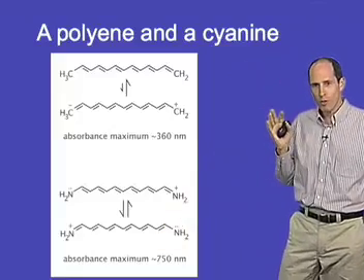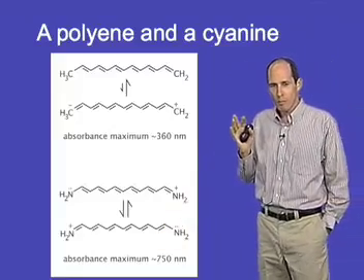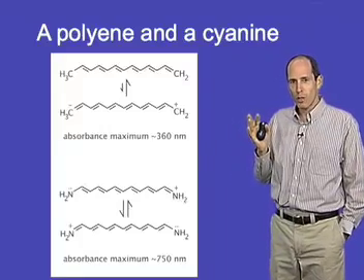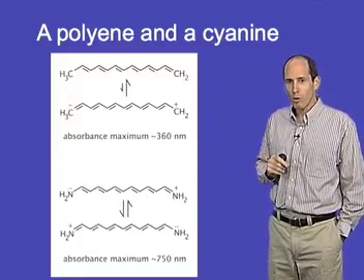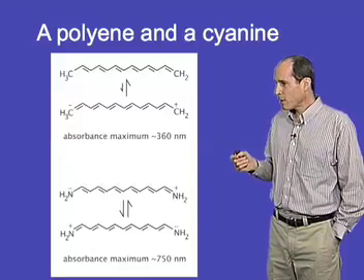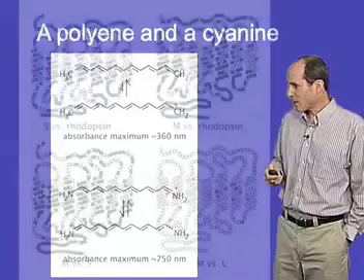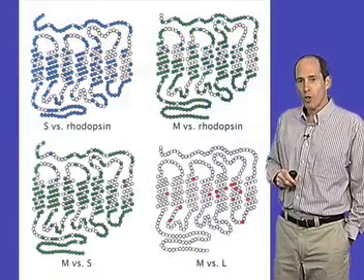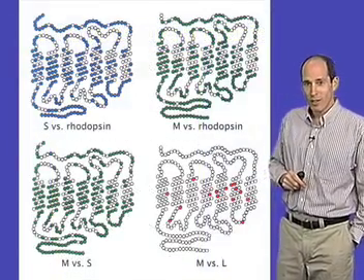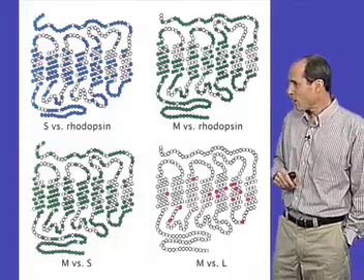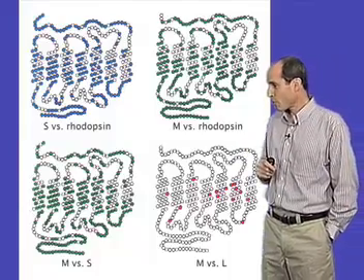So now that focuses our thinking a little bit, because really what we can imagine the protein must do is make the chromophore look more polyene-like or more cyanine-like. How it does that, we don't know in complete detail at this point, but we have a few clues. First, we have the amino acid sequences of the proteins.